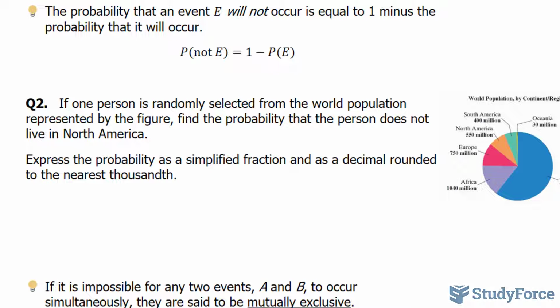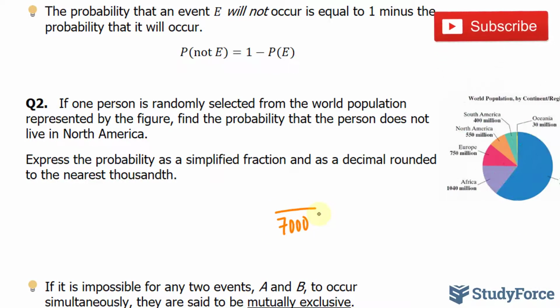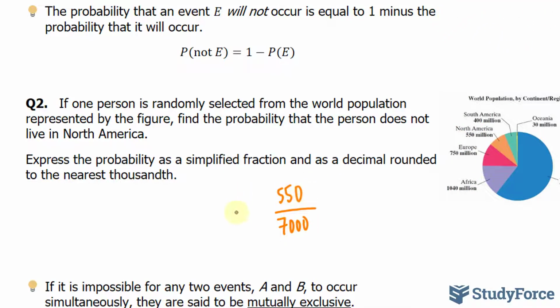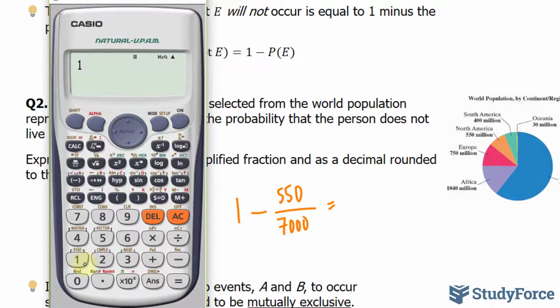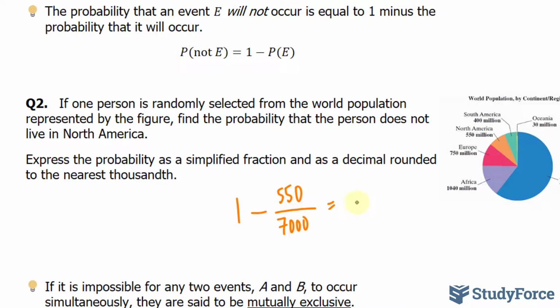We know that the population of North America is 550 million of the entire world. And if we add all of these numbers up, you'll end up with 7,000 million or 7 billion. So I'll take 7,000 million and the population of North America is 550 million. The whole world will be represented as 1 minus the event, which in our case is the North American population. To find the answer here, of course, we can use our calculator or you can do it manually. I prefer my calculator because it's fast, and by now you should know how to add and subtract fractions. We end up with 129 over 140.